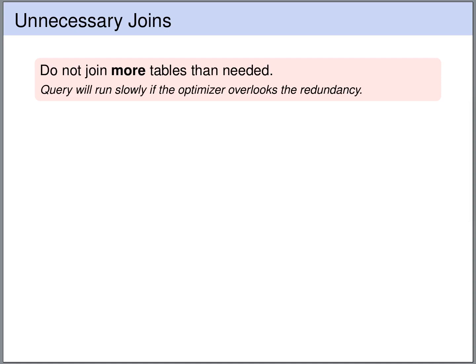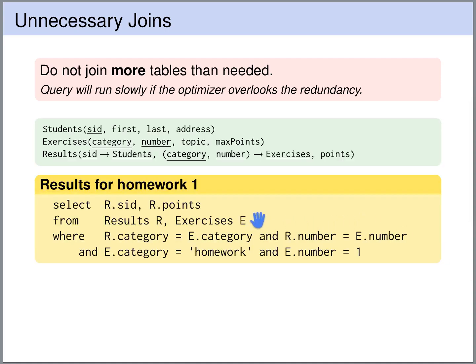Let's have a look at an example. Here we query the results and the exercises table. In the where clause we say that we only look at those exercises where the category and the number is homework 1. And we have a join condition saying that the category and number of the result has to match the category and number of the exercise. In the output we only include attributes of result. We include the set from the results and the points that were obtained.